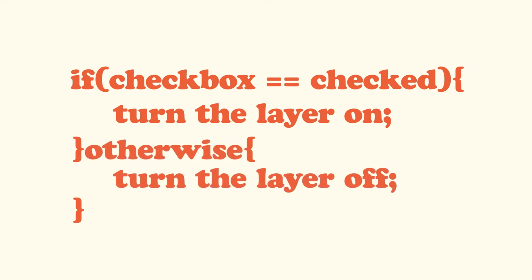So this is kind of the human readable version of what I want my code to say. If the checkbox is checked, turn the layer on. Otherwise, turn the layer off. Now I'm going to actually convert this to my expression code.